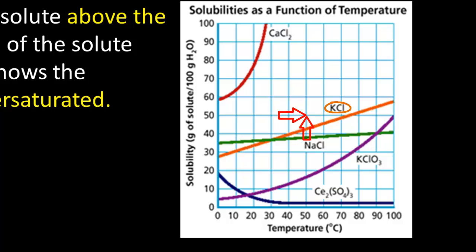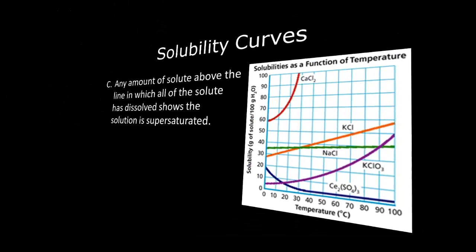So it would say if I have a solution that contains 50 grams of potassium chloride at 50 degrees C, and as you can see the point here, it is above the KCl line, which means it is a supersaturated solution. That solution is supersaturated because it should only be able to hold about 42 grams, but there are 50 grams and it is all dissolved. That's the key there. It has to be all dissolved.